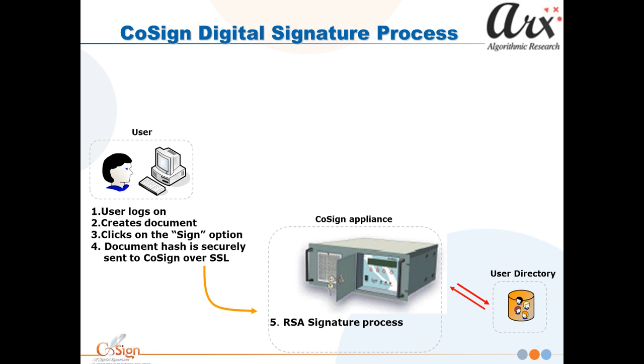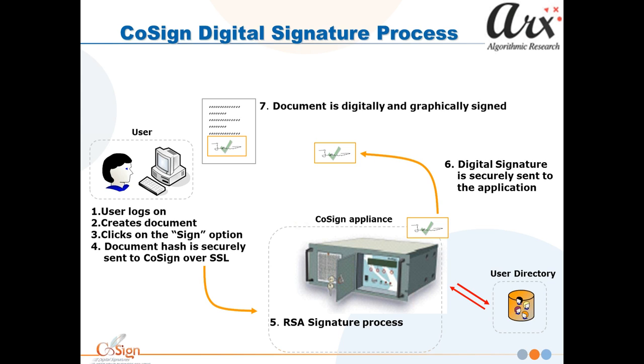Okay, now the RSA signature process begins, and CoSign syncs against the user's directory to verify the user's identity and signs that hash value. Lastly, the digital signature is sent securely back to the application for signing, and the native form of the document is digitally and graphically signed. Okay.